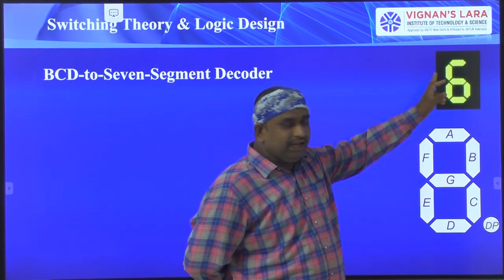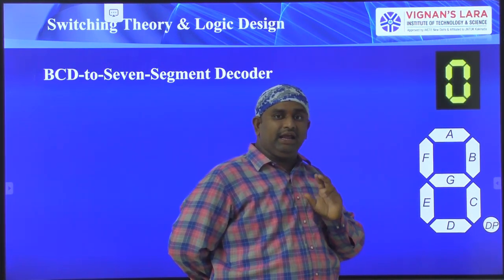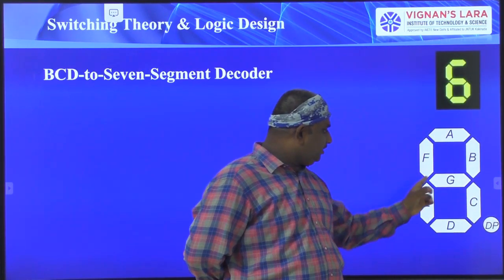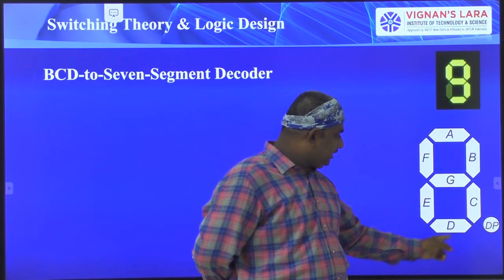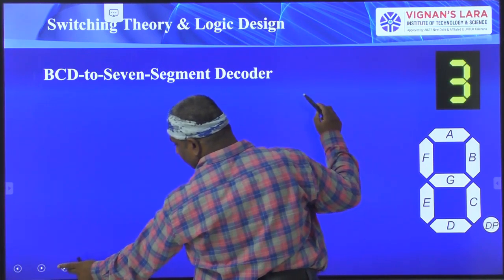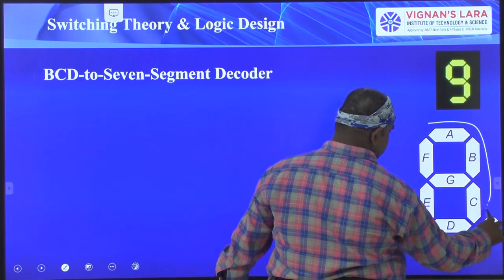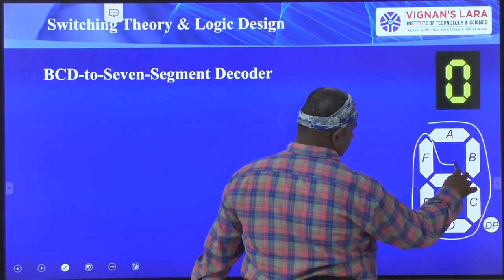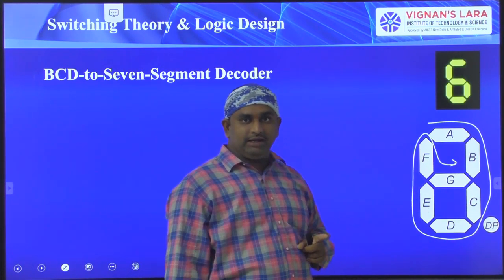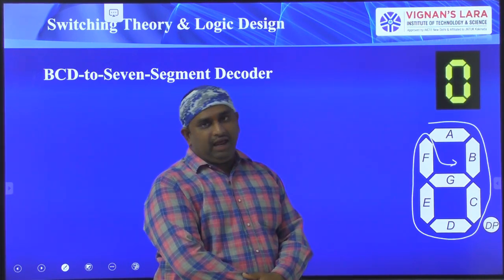See here, the LED display seems to be made of 7 LEDs, 7 light emitting diodes. Totally A, B, C, D, E, F, G. Remember this one: A, B, C, D, E, F, G. The order is like this way. So totally 7 LEDs are available.